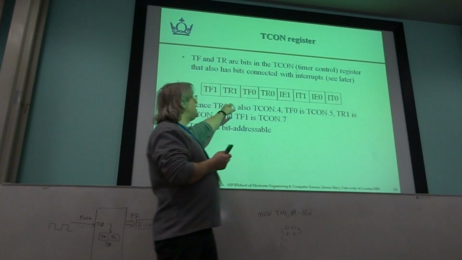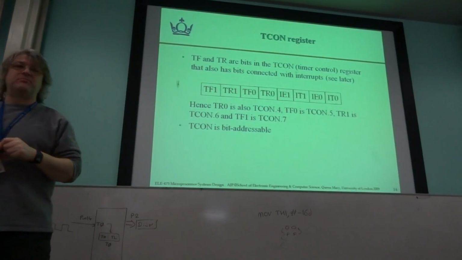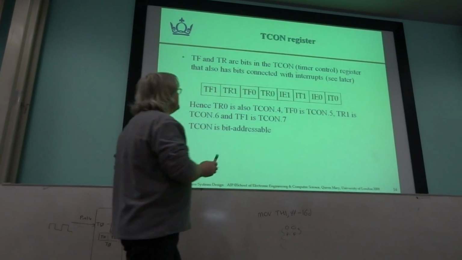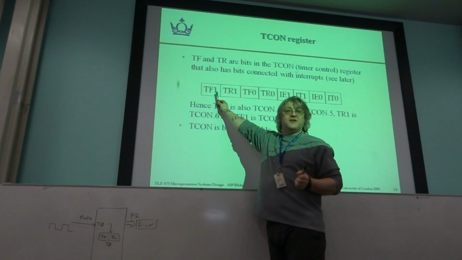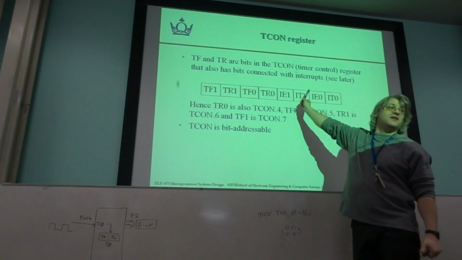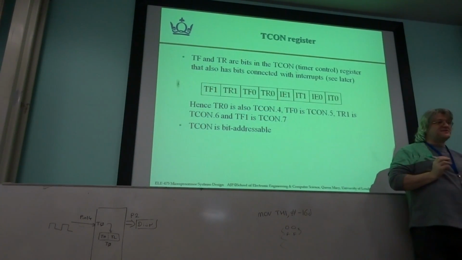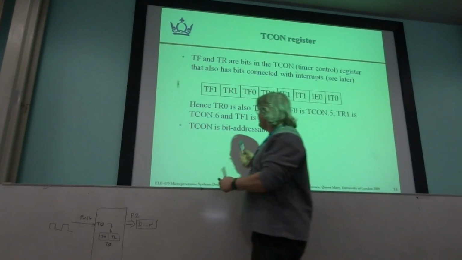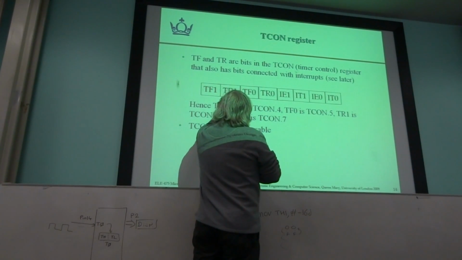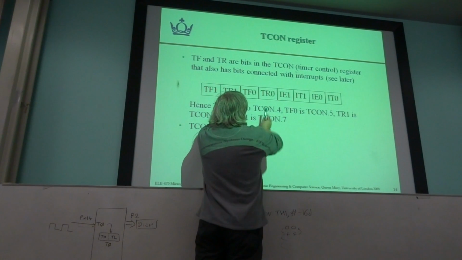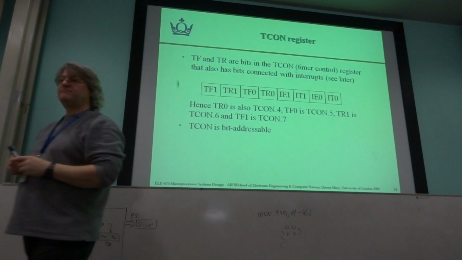The TCON register, you'd be expected to know what's in it, but not necessarily be able to put the bits in the right places. As far as we're concerned, we're only interested in the upper half of the TCON register. The lower half is all to do with interrupts, and we haven't done that yet, so we can ignore that for now. It doesn't have anything exciting in it. There's the bit to get timer 1 to run, the bit to get timer 0 to run, and the 2 overflow flags. And that's it.